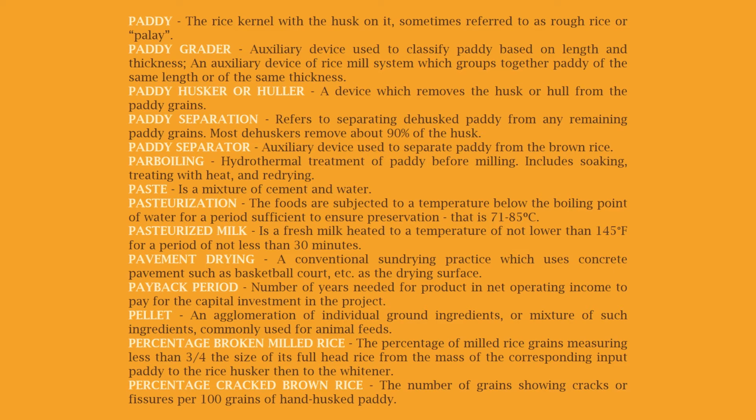Percentage broken milled rice. The percentage of milled rice grains measuring less than 3/4 the size of its full head rice from the mass of the corresponding input paddy to the rice husker then to the whitener. Percentage cracked brown rice. The number of grains showing cracks or fissures per 100 grains of hand-husked paddy.